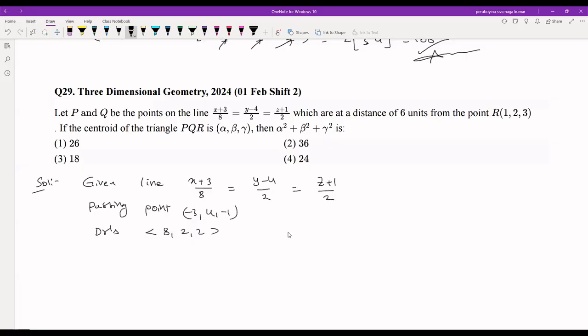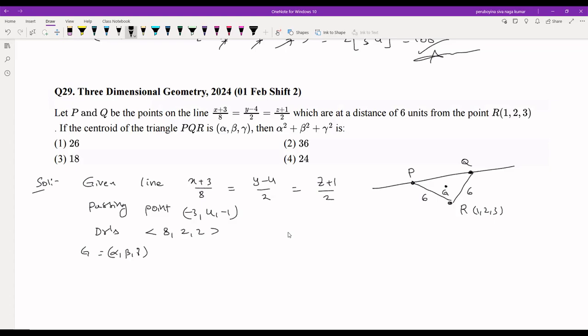Let P, comma Q be the points on this line which are at a distance of 6 units from the point R. So this is a line equation given in this format, and P and Q are points which lie on the line, at a distance of 6 units from R. There is a point R, 1, comma 2, comma 3, and if you measure these two distances, you will find it is 6 units away from R. And if the centroid of triangle PQR is alpha, beta, gamma, let us take G as alpha, beta, gamma. Then what is alpha square, beta square, and gamma square?